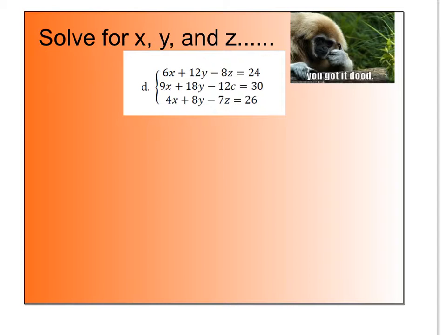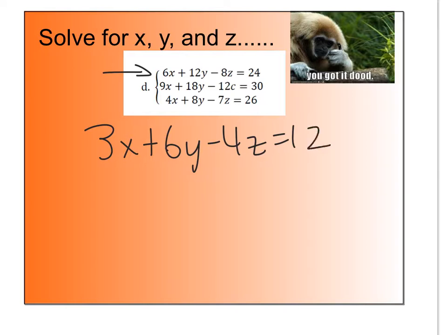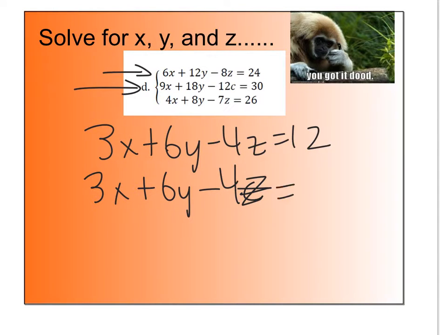All right, so let's take a look here. So I think I can divide everything by 2 there. 3x plus 6y minus 4z equals 12. This one, I want to say 3, so that would be 3x plus 6y minus 4z. I'm pretty sure that's supposed to be a z. Let's pretend it's a z. So if I divide everything by 3, that equals 10.